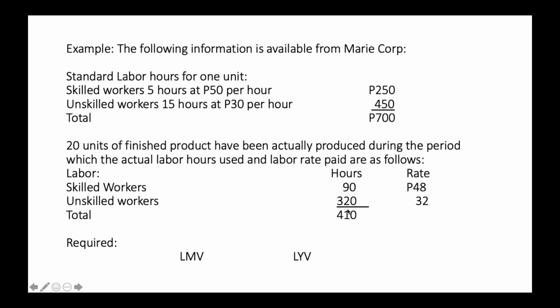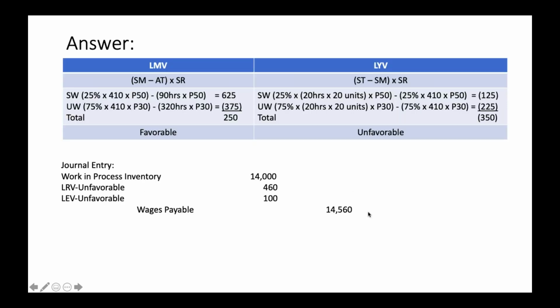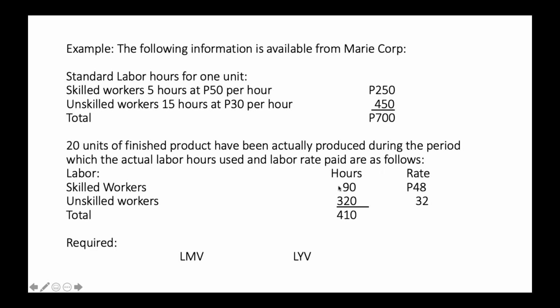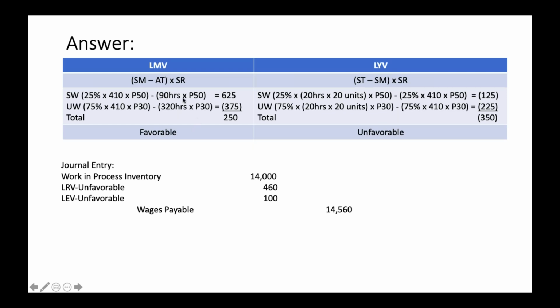The actual hours consumed. So out of 410, 25% of that should have been for skilled workers and 75% should have been for unskilled. But the total actual hours is 90 and 320. Okay, 90 and 320, multiplied by the standard rates, we have here our variance.